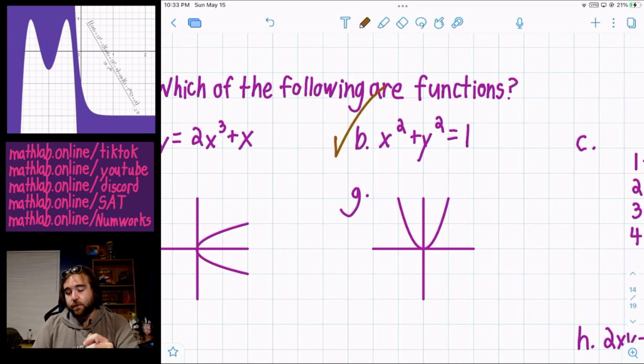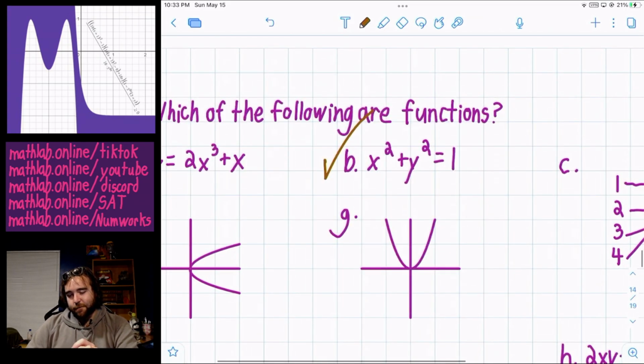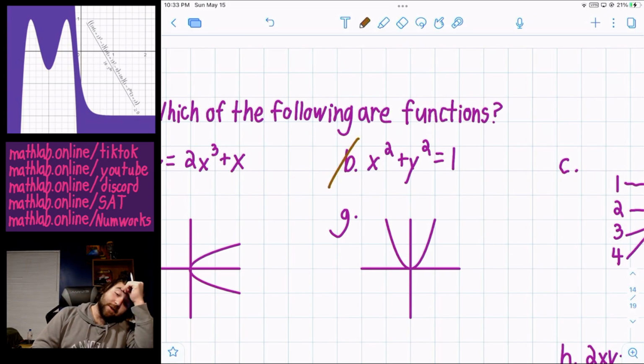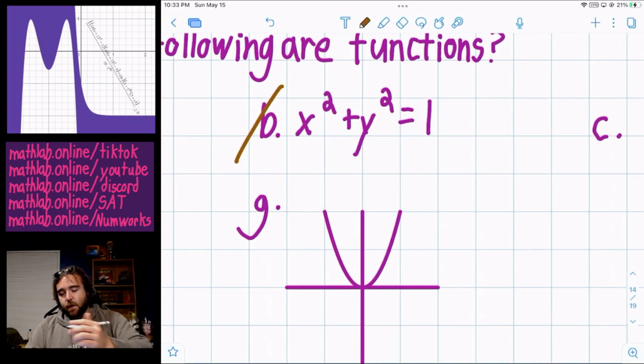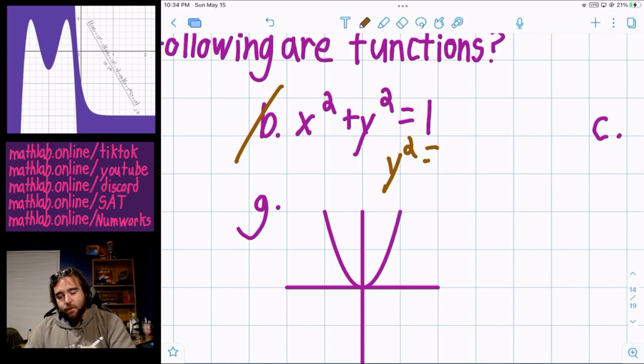This next one is definitely a circle. Oh, well, it's a circle. That means it's not a function. And you know it's not a function if y is squared. If y is squared, or like y is absolute value, then it's not a function. Because the idea is you're kind of trying to solve for y. So if you try to do that, it's like you do that.